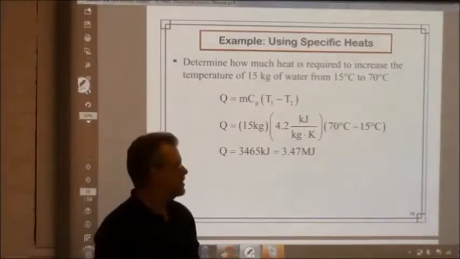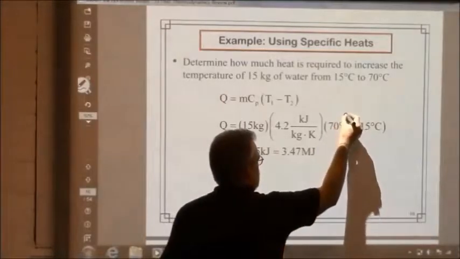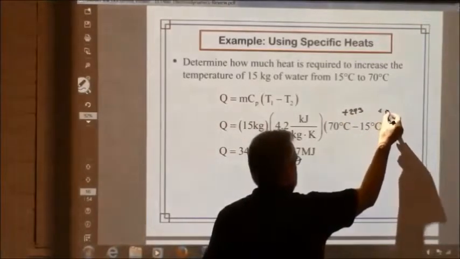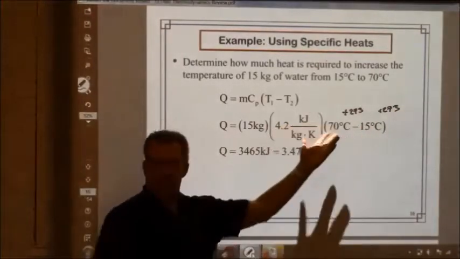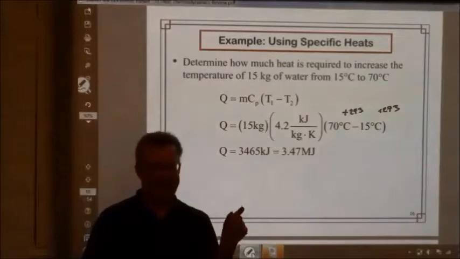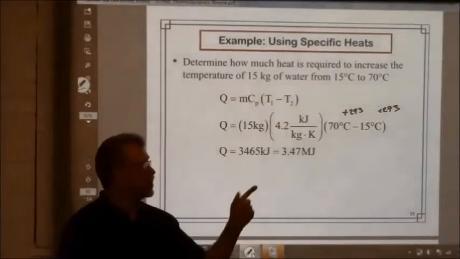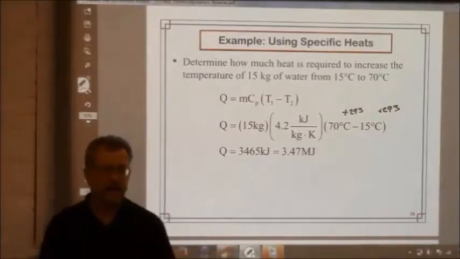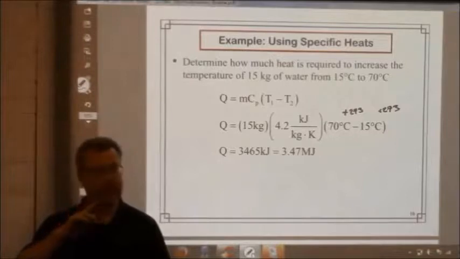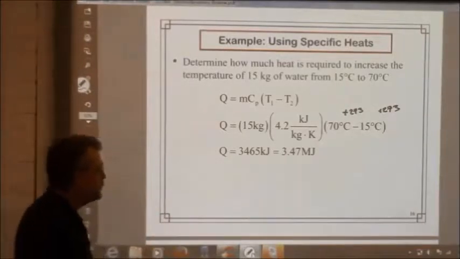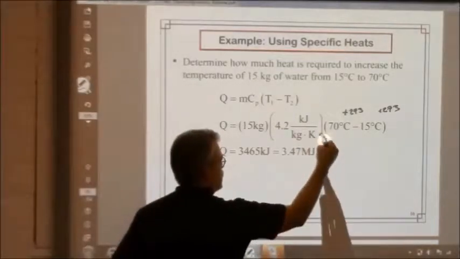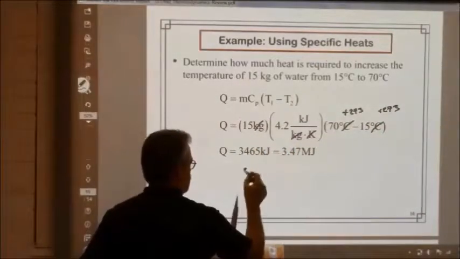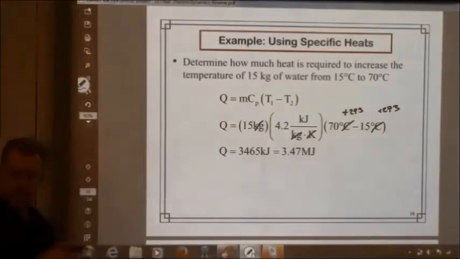Would you have to convert them, because they're on the same scale, so would the temperature difference be the same? Well, I would add 273 to this one, and I would add 273 to this one, and then it would just subtract off, because the size of a degree C is the same as the size of a kelvin. So as long as you're talking about temperature differences, you don't need to convert. However, what we'll see in a few minutes, when we talk about the ideal gas law, is that you have to be in absolute units, because there you're talking about temperature ratios. But for temperature differences, you can cancel these out. And what you're left with is 3465 kilojoules, or 3.47 megajoules. Okay, everybody see that?